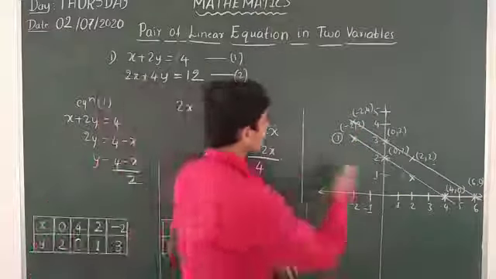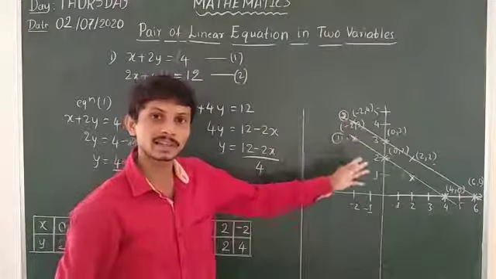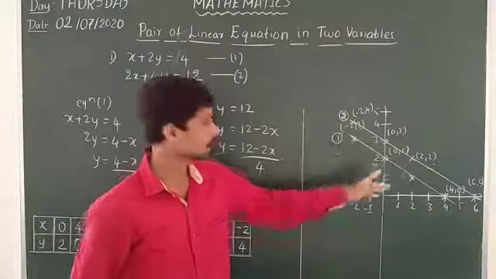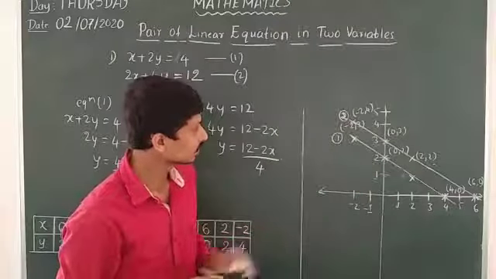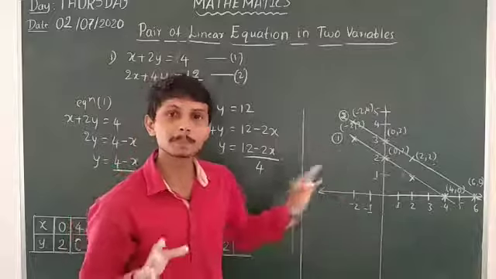So this line represents equation number 2. This is the straight line for equation number 2. So just observe those lines. What do you observe? Those lines are parallel.